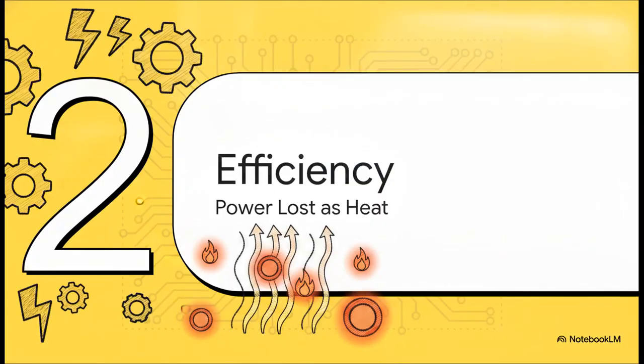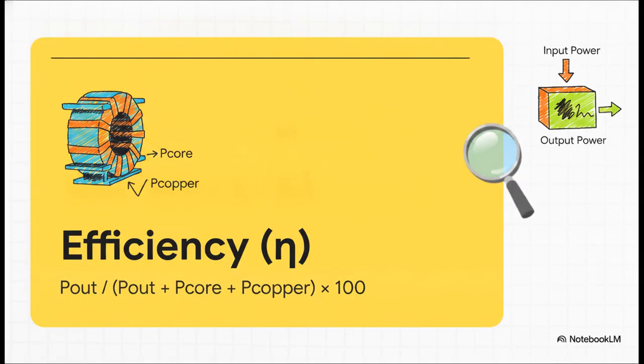Section 2. Efficiency. Power lost as heat. Let's shift gears slightly and talk about efficiency, which really comes down to power lost as heat. Efficiency conceptually is straightforward. It's output power divided by input power. But we can expand that input power denominator, because input power is really just your output power plus all your internal losses. So efficiency equals output power divided by the sum of output power, core losses, and copper losses, times 100.